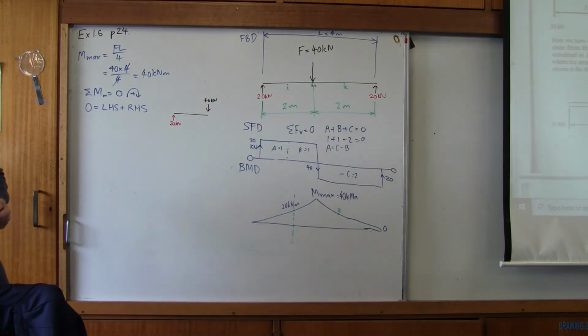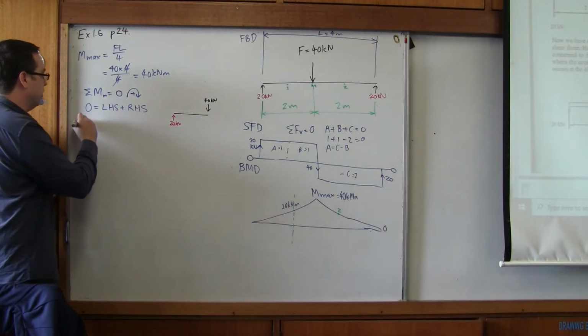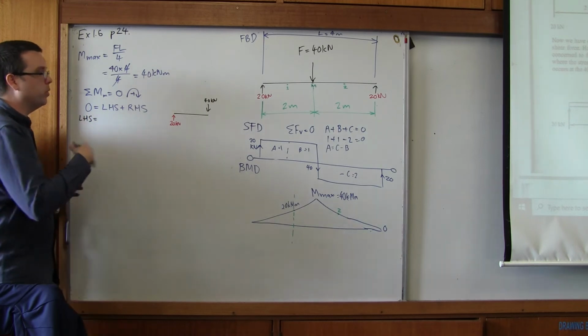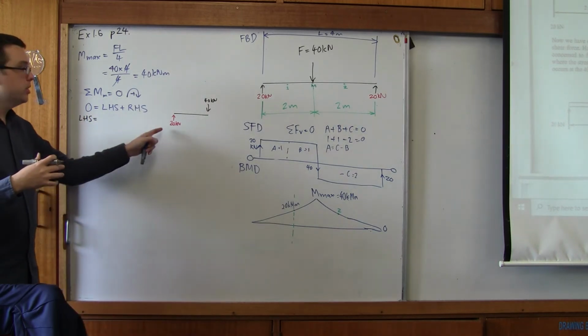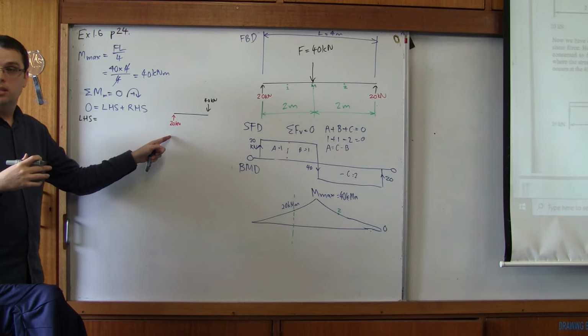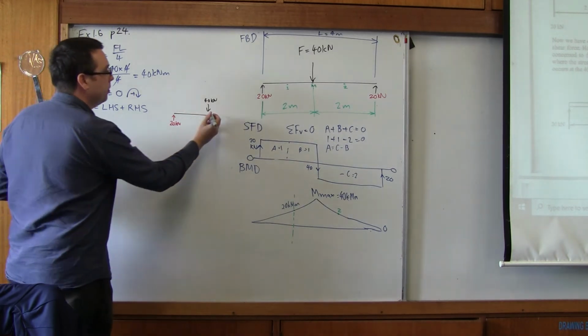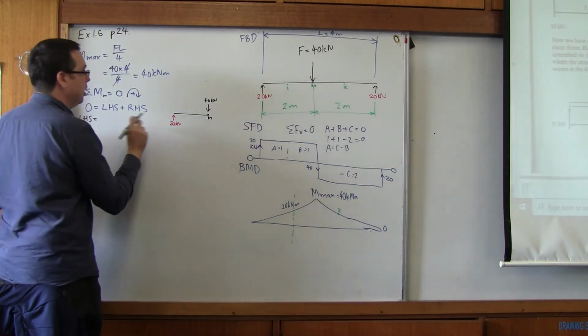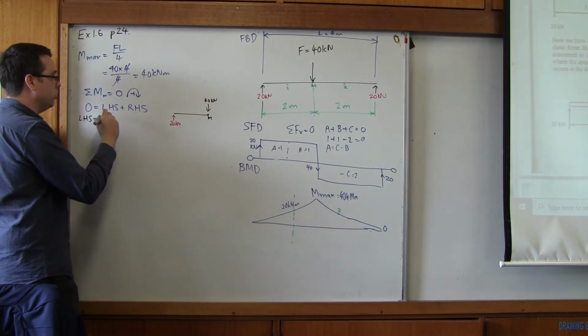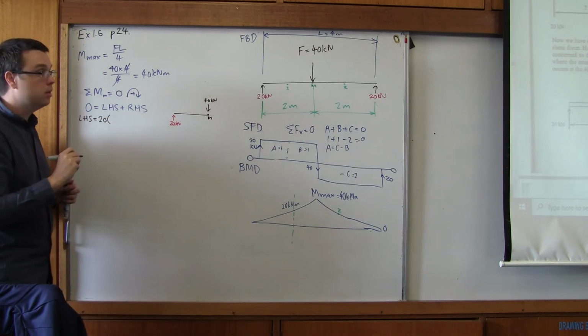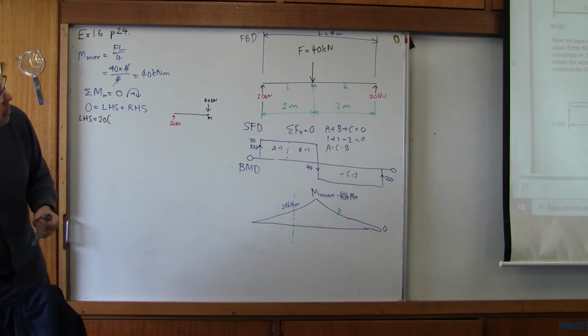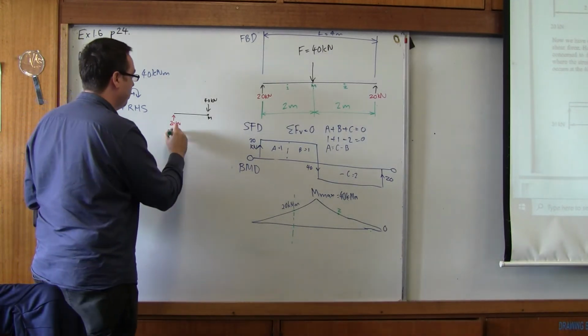So, what are the forces we're going to write down in this diagram? Left-hand side is going to equal what? We'll start here. And we're taking moments about M. Remember, we're taking moments about M. So, we have 20 kilonewtons. How far away is it? 2 meters, exactly right.